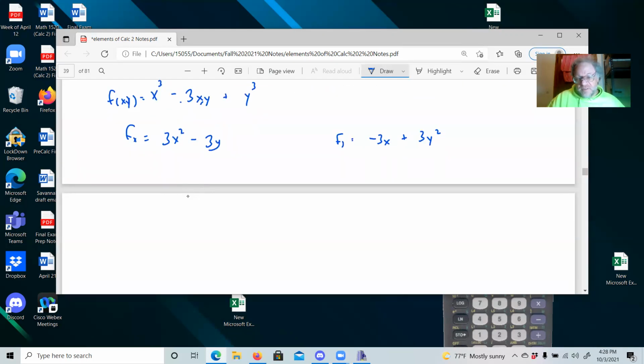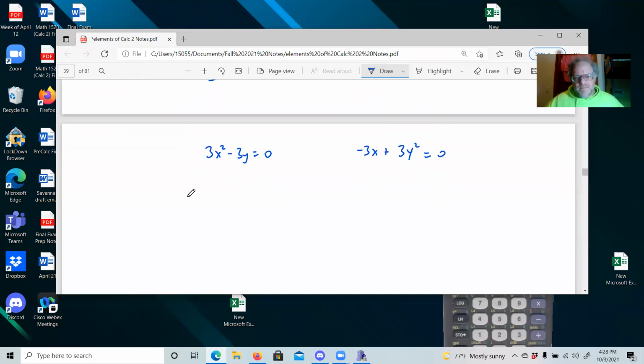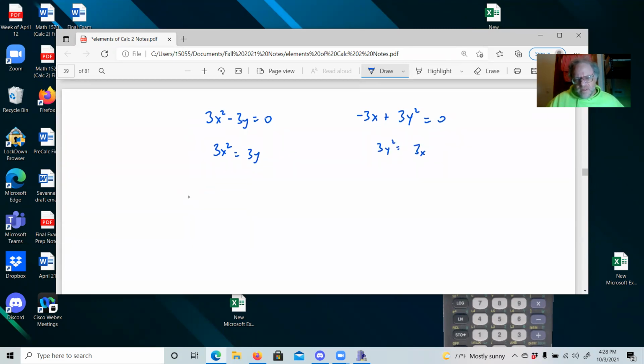Because look, we're going to try to solve these together. We're going to say 3x squared minus 3y is equal to 0. Maybe we can do this. So in order to solve this, we have 3x squared equals 3y and 3y squared equals 3x. So we have x squared equals y, or y squared equals x. Pick one. Okay, let's pick that one.